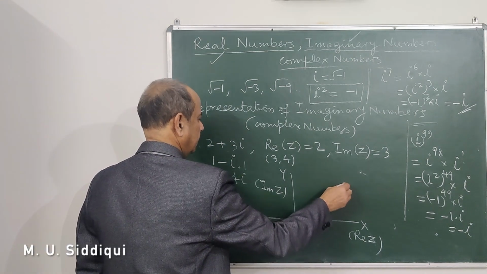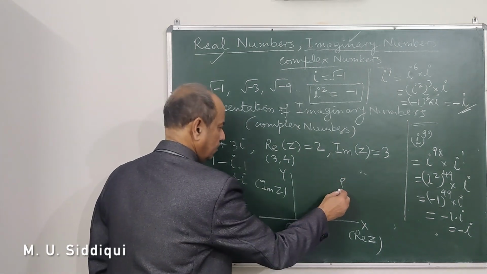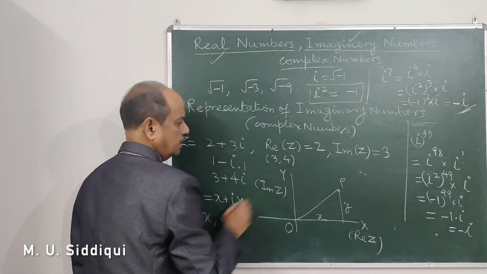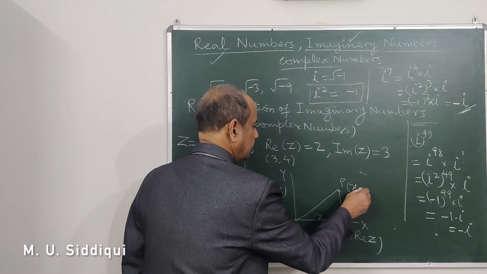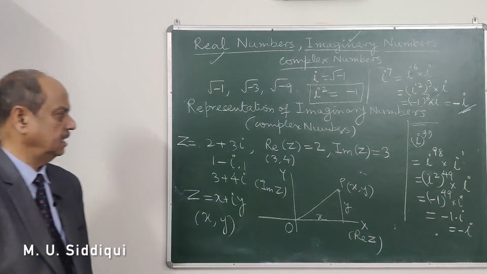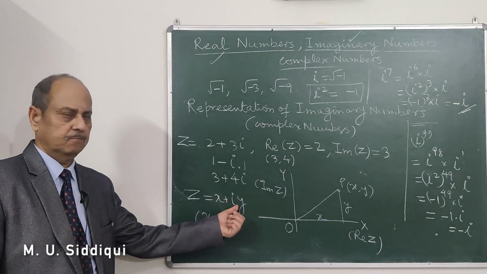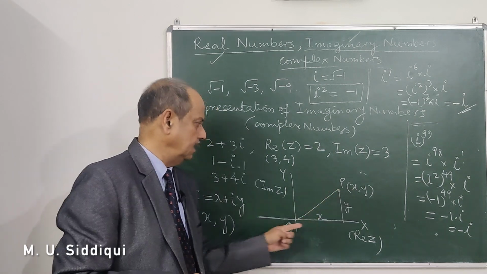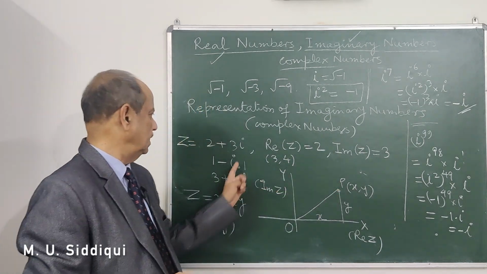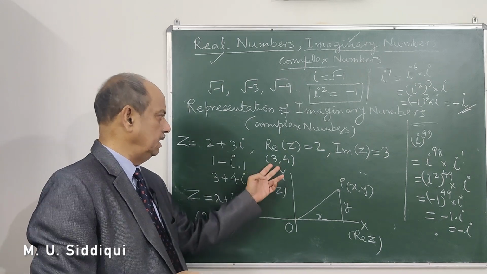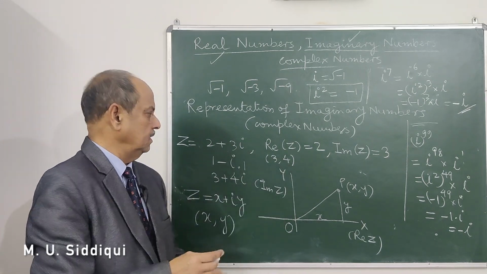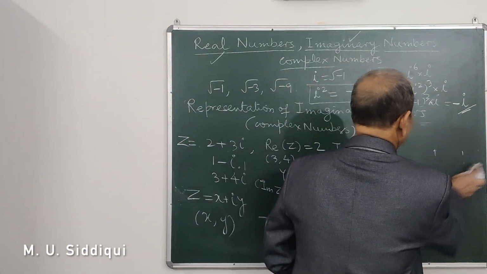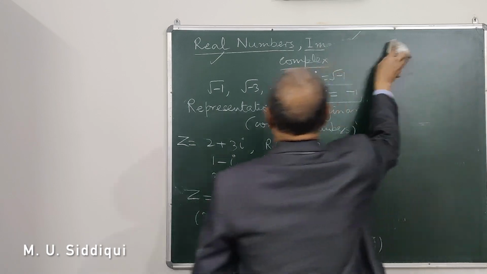So you get here that this is the point P, and this means that this length is x, this length is y. So this location, which is (x, y) in the form of coordinates, represents that complex number x plus iy. In the same way, if it was 2 plus 3i, it will be represented by (2, 3), 2 units here and 3 units here. If it was 3 plus 4i, it would be (3, 4). Okay. So the representation will be like this: you can take the real part and the imaginary part along the x axis and the y axis.